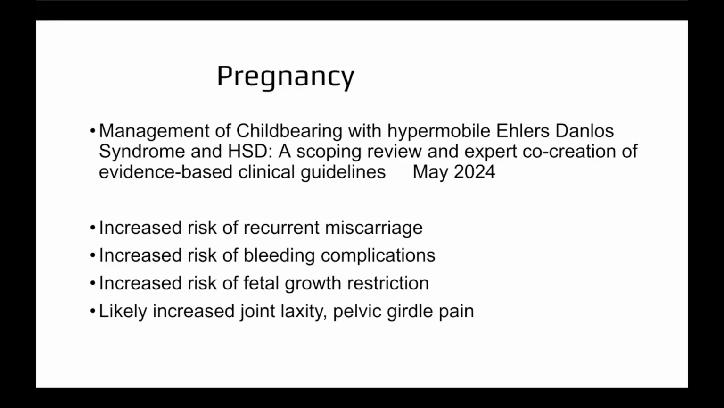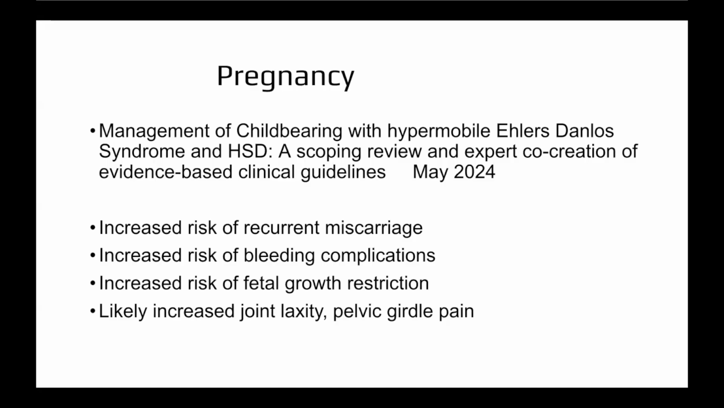So in May 2024, a document came out that talks about the management of childbearing with hypermobile Ehlers-Danlos syndrome, and it's basically just a really, really large review of all the different data that's out there. And the take-home of it is helpful because I think people didn't have much to go on before this. There is a slight increased risk of recurrent miscarriage. So not just one, not just two, recurrent is generally 3. There's an increased risk of bleeding complications.